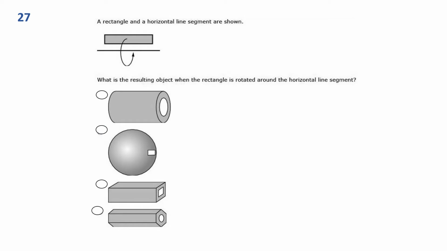Let's take a look at number 27. It says a rectangle and a horizontal line segment are shown. What is the resulting object when the rectangle is rotated around the horizontal line segment?